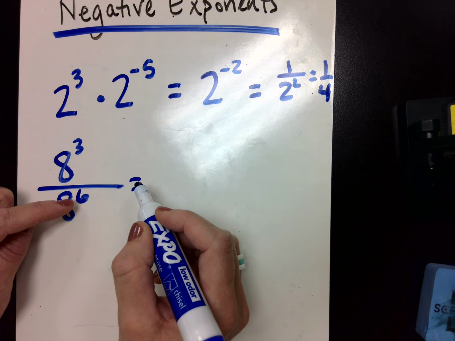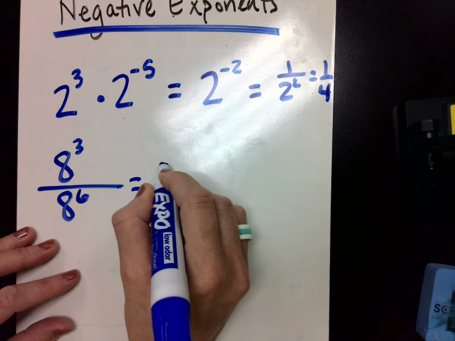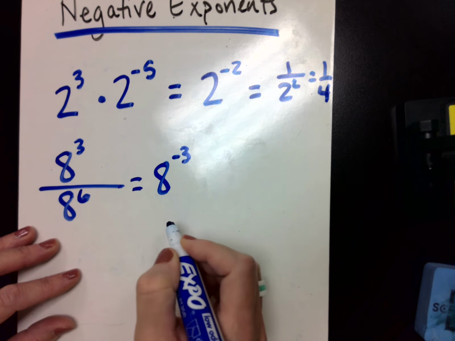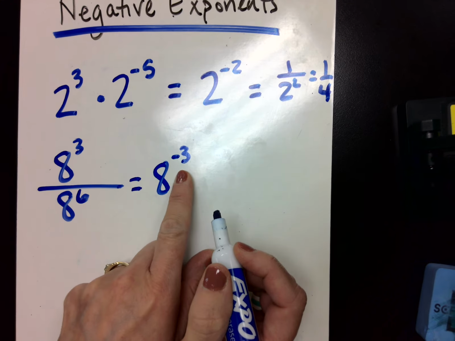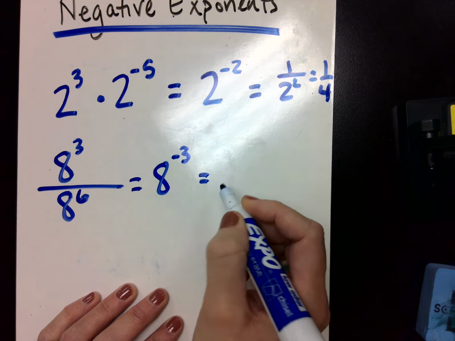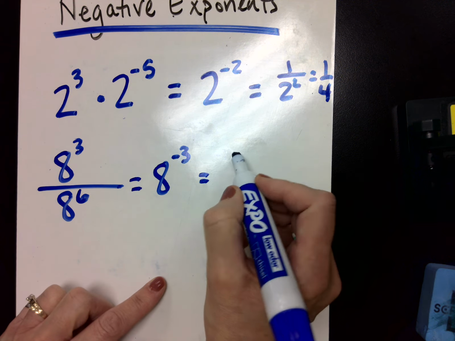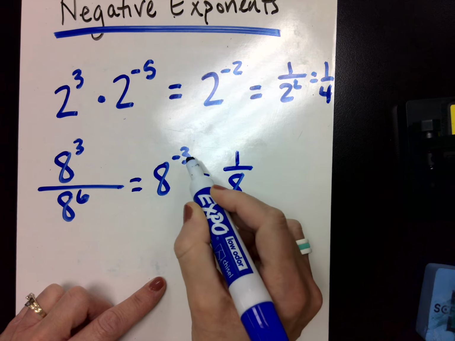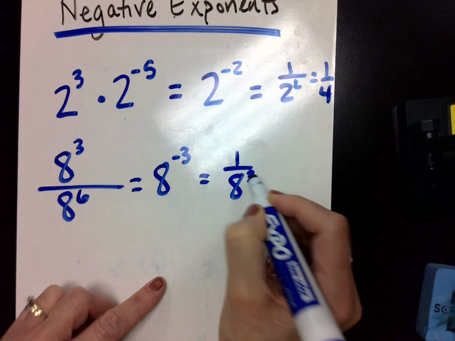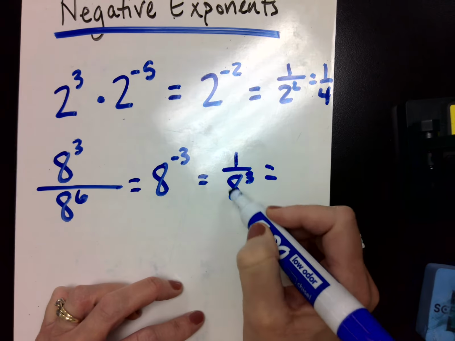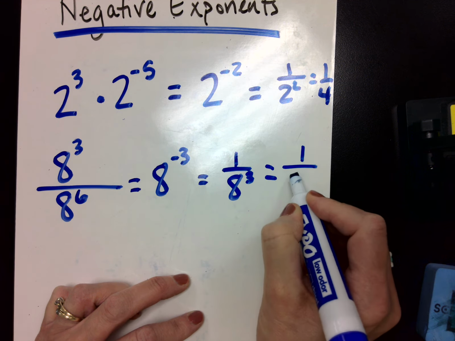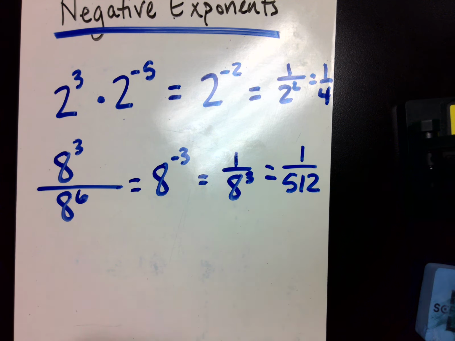So you get 3 minus 6, and I get -3 as my exponent. So I keep my base, and I have a -3 as an exponent. Well, that means I can't leave my answer this way. I need to flip my base. So now that's 1/8, and I keep the exponent with the 8. That means I have 1/8 cubed, which is 1/512.